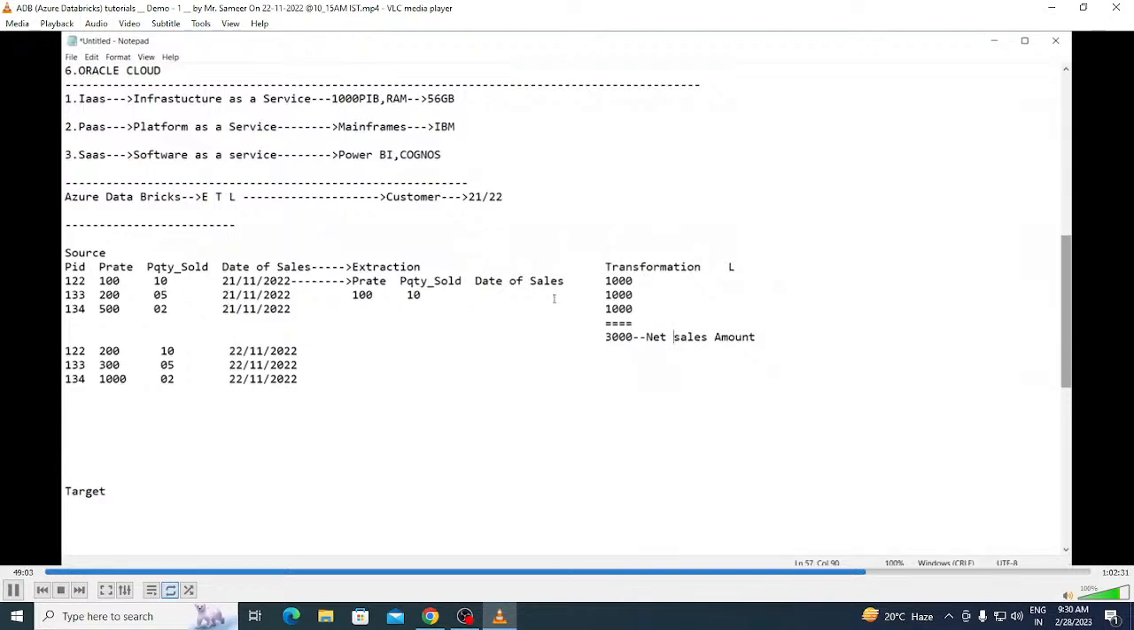What about the 22nd day? Please help me out in this. For the 22nd day, 200 into 10 means what? 2,000. 300 into 5 means what? 1,500. Very good. 1,000 into 2 means 2,000. Now calculate the sum: 5,500. Very good.